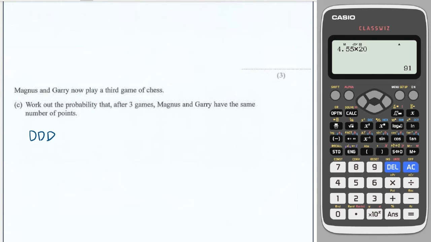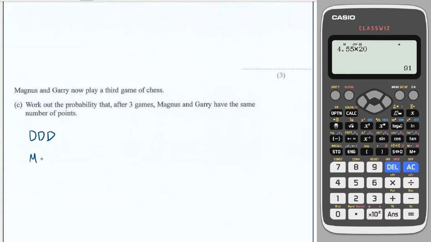Next, we can't have one person winning 2 games, because that would give them 4 points, and there's only 6 points to share, so they'll never have the same number of points. So the only way that they can have the same number is if there is another draw. Now there's lots of different options here.